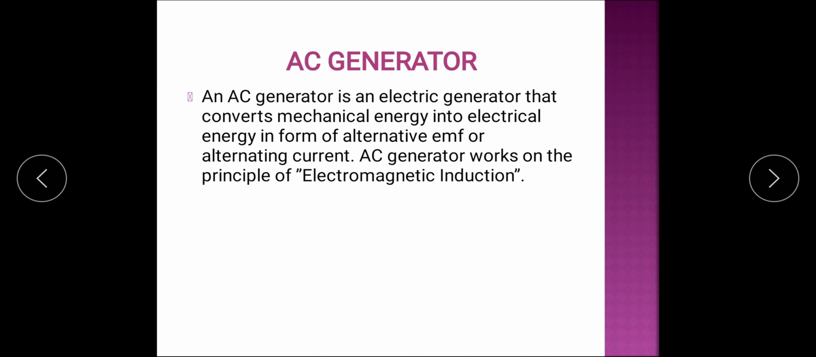Alternate current does not flow in the same direction; with time it keeps changing its direction. And the device which generates this AC is called an AC generator. So an AC generator is an electrical generator that converts mechanical energy into electrical energy in the form of alternating EMF or alternating current.